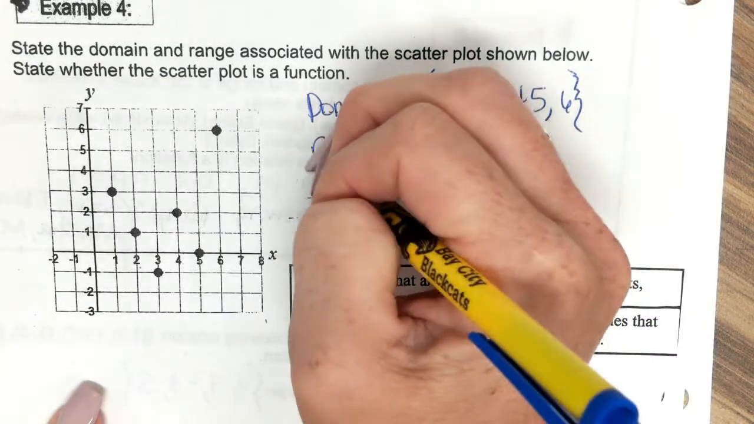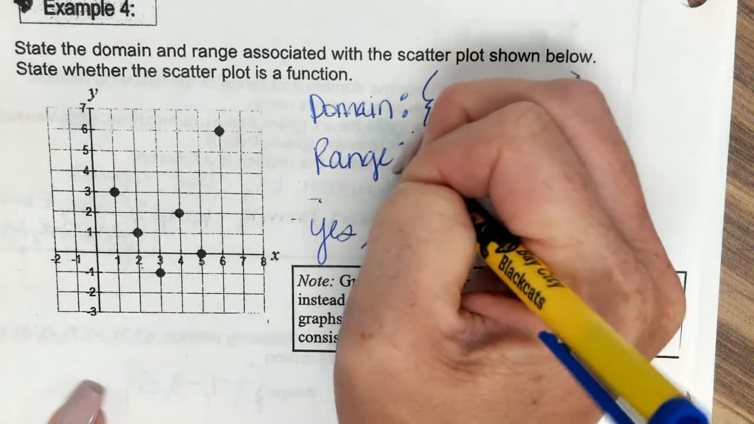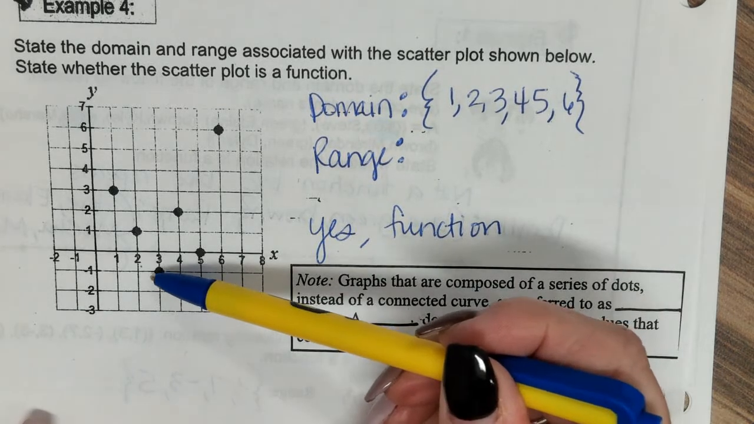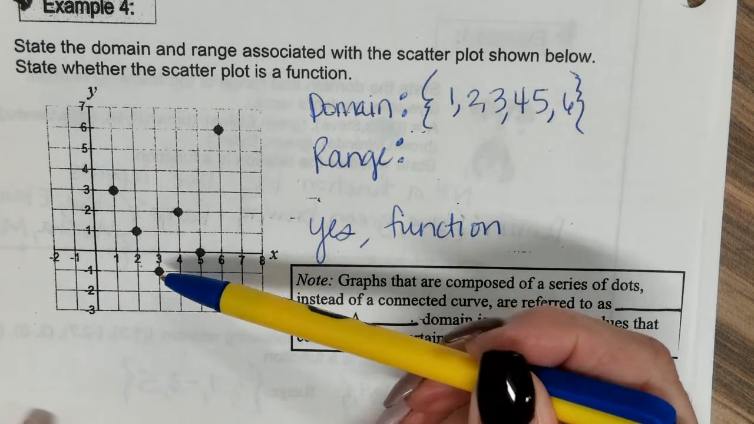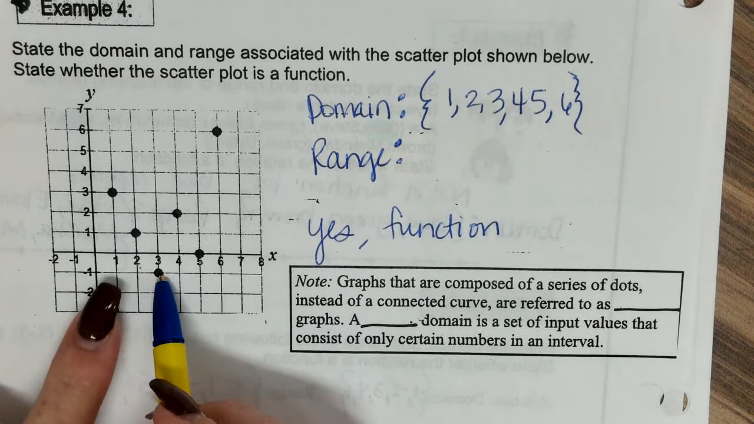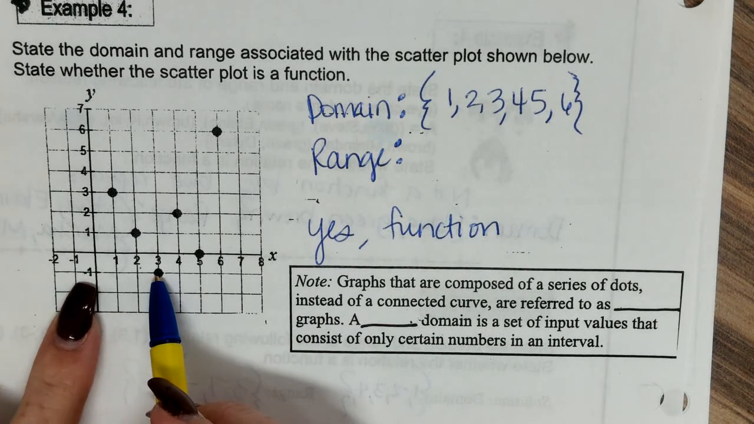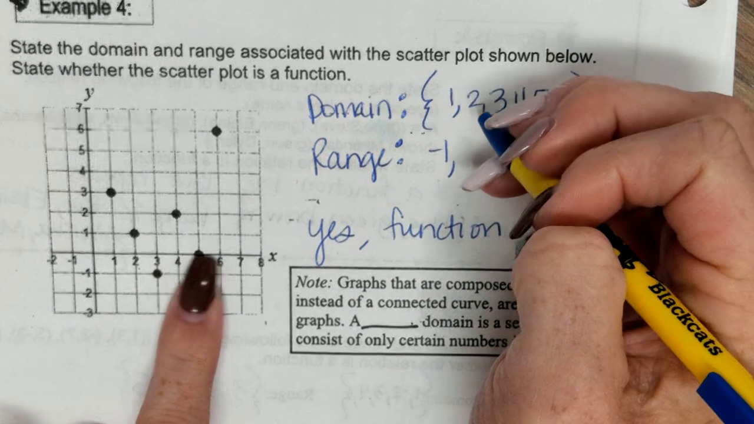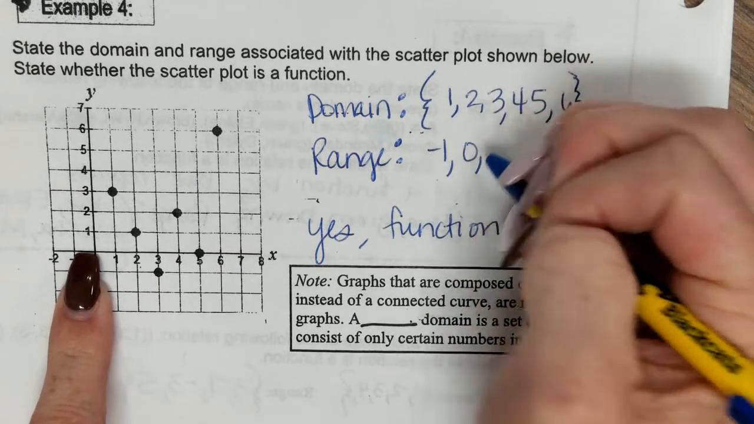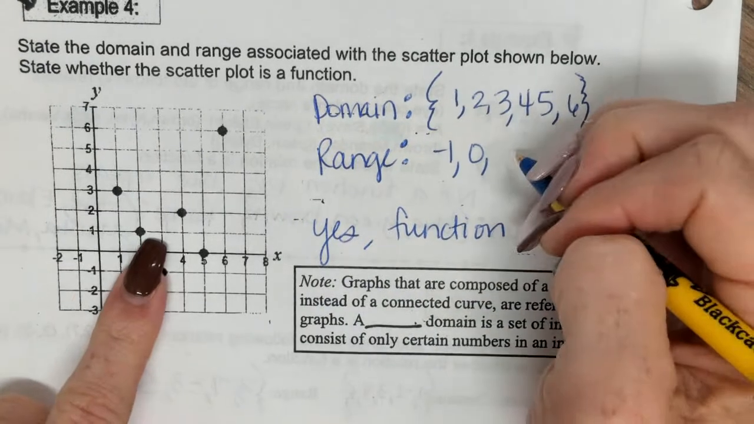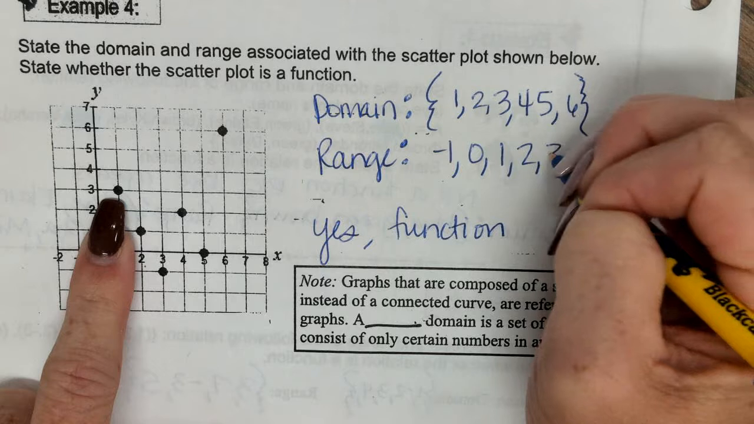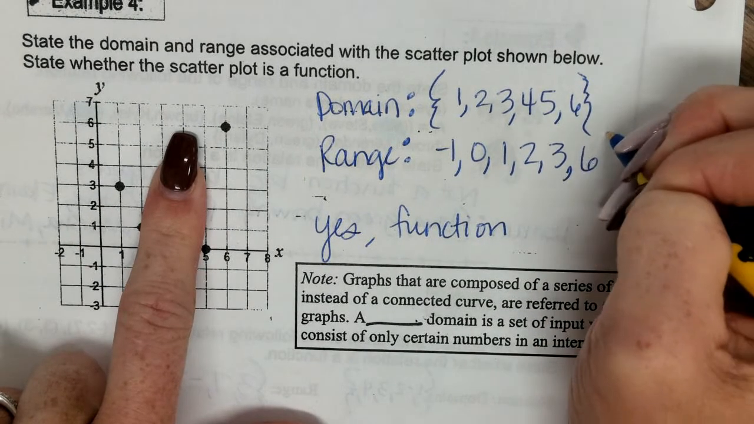Now we're going to identify the range. So what are we looking at now? The y values of each dot. So on this, I would always start at the bottom of the y-axis and work my way up. So everybody agree? We would start with this one. So what's the y value here? -1. Move up. What's the next y value? 0. And the next one? 1 and 2, 3, and 6.